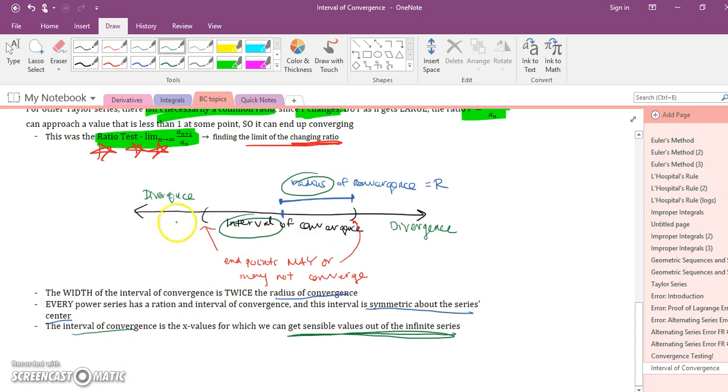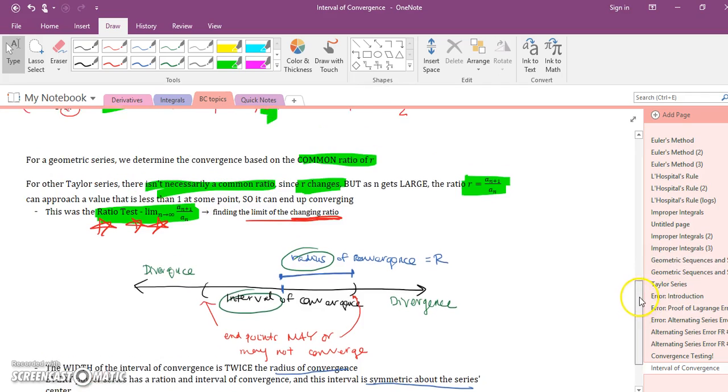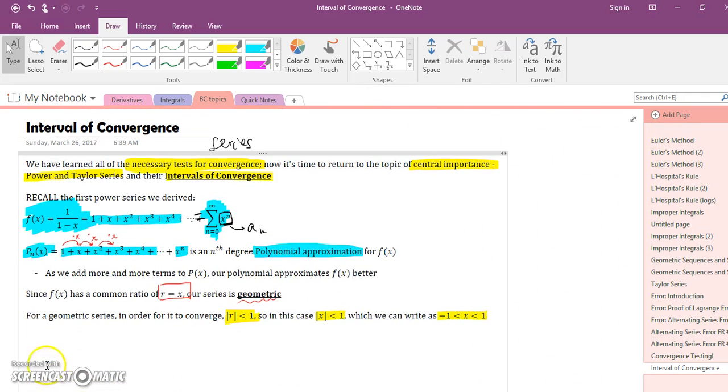All right, so make sure you have all this written down. In class, we'll be actually doing interval of convergence. I haven't really shown you a whole example here. I'll save that for in class. We will be doing the ratio test to find the interval of convergence, and then we'll be testing our endpoints. All right? So make sure you have all this written down, and I will see you Monday.